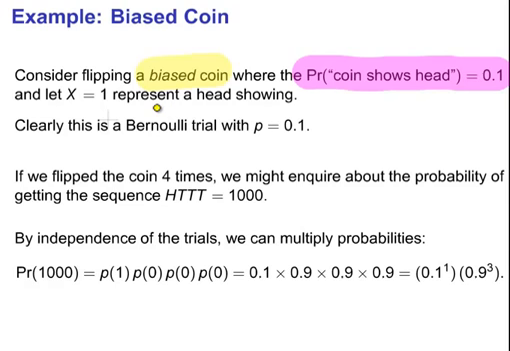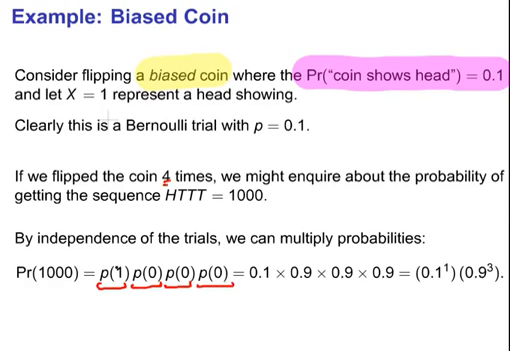So if we flip the coin 4 times, we might inquire about the probability of getting the sequence head, tail, tail, tail, or as we're writing it there, 1 0 0 0. By independence of the trials, we can multiply out all of these probabilities. So this is each trial: the first trial, the second trial, third trial, and fourth trial. So we have four trials here.